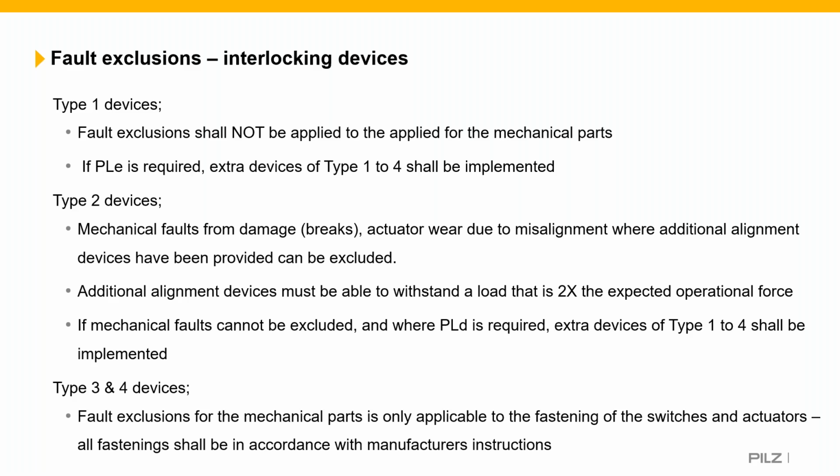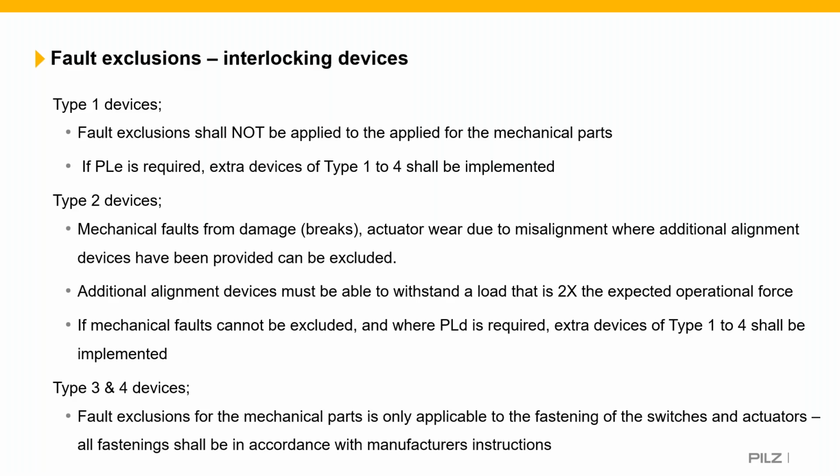Type 2 devices. So your 2-part mechanical interlock devices with actuators that go into the switch body housing. Any mechanical faults from damage or breaks of the actuator due to misalignment can't be excluded where we have additional alignment devices. Now, these are things that ensure that the angle of approach for the actuator into the switch and sort of limit end stops and things like that have been provided. That's a typical sort of additional alignment device.